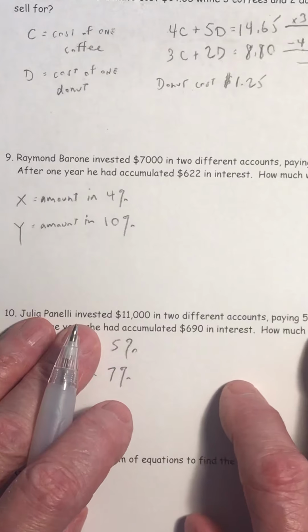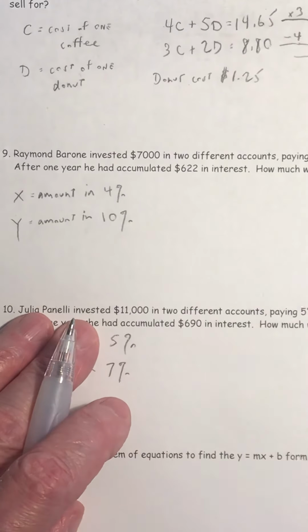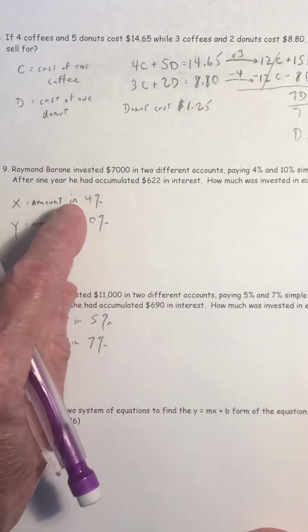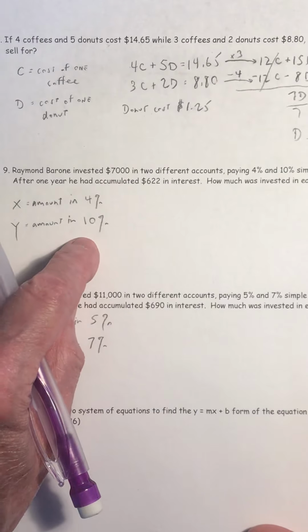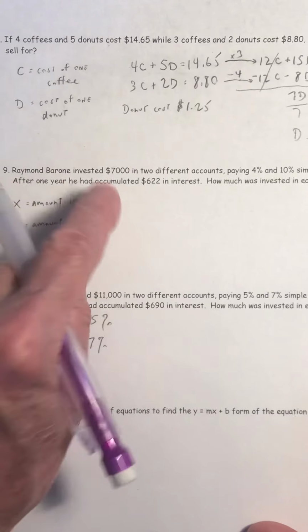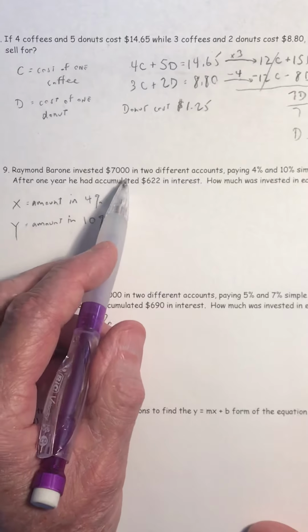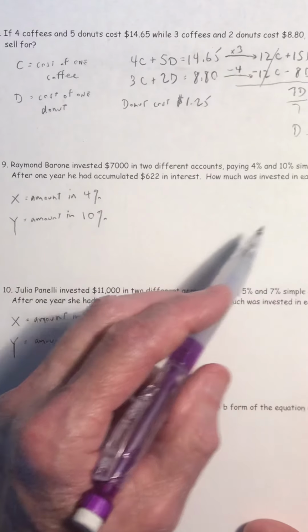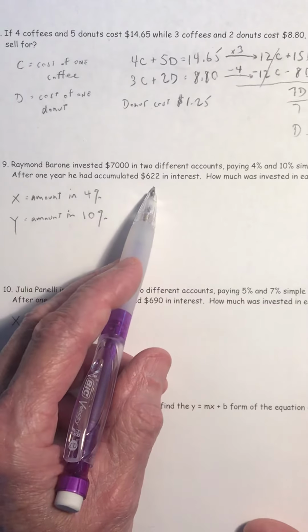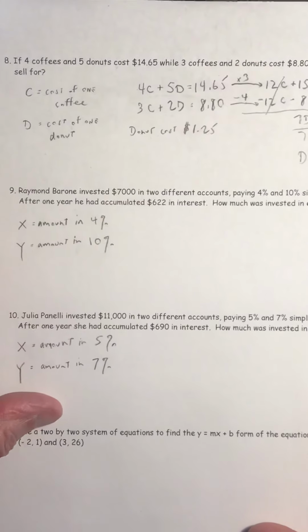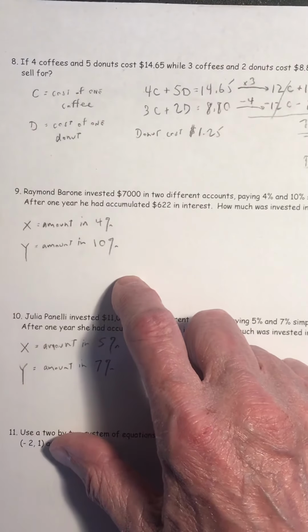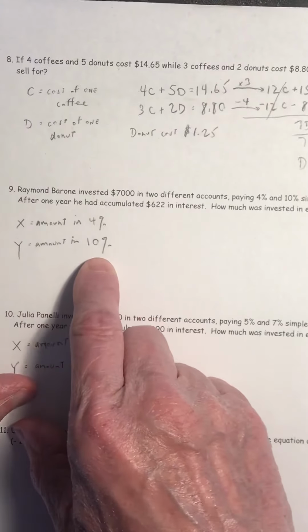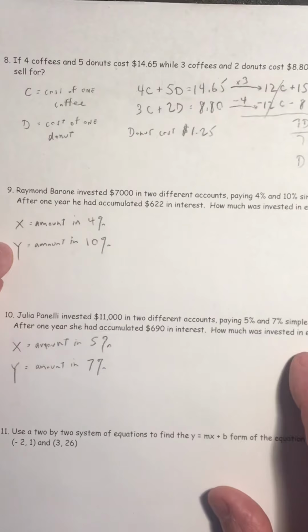Here's the old investment problem, like we did over and over again quite a few chapters ago. See how it gets set up using 2 equations. This guy, Raymond Barone, invested $7,000 in two different accounts, paying 4% and 10% interest each, and at the end of the year, the total interest he earned was $622. So instead of doing the X and the 7,000 minus X, we're going to do this. We're going to say X for the amount in 4%, Y for the amount in 10%. It doesn't matter which one you make, X or Y.